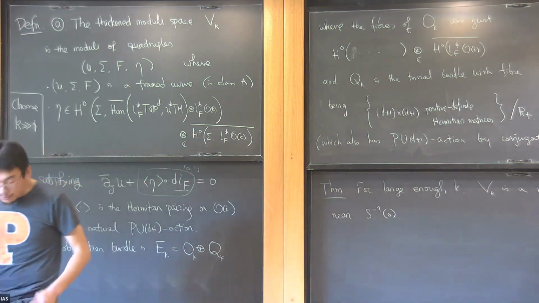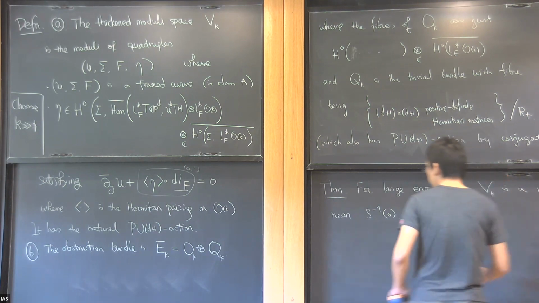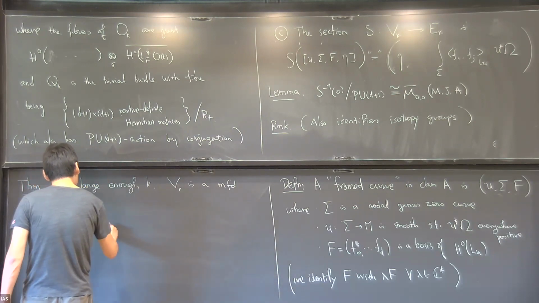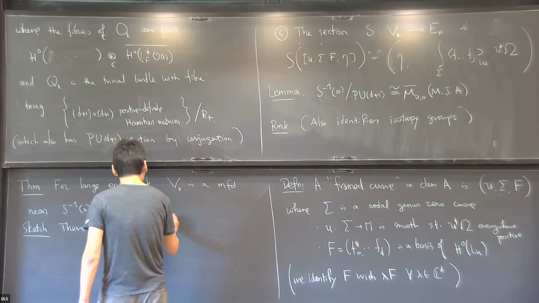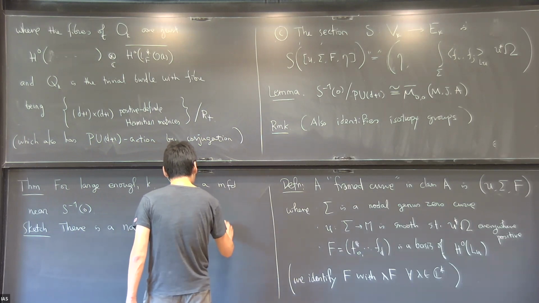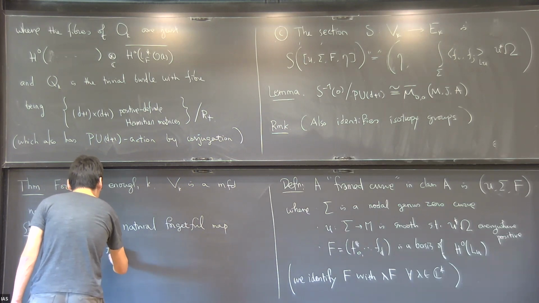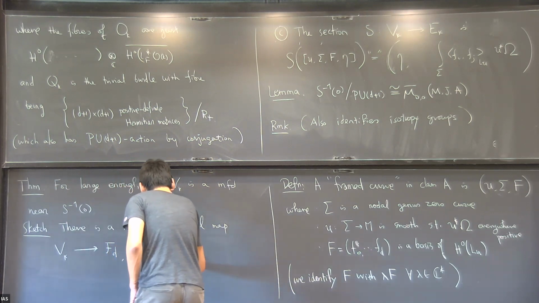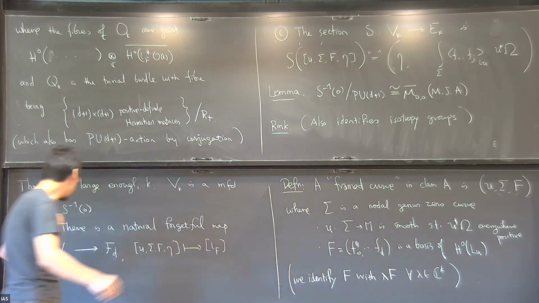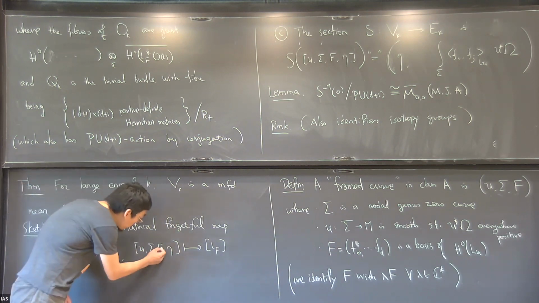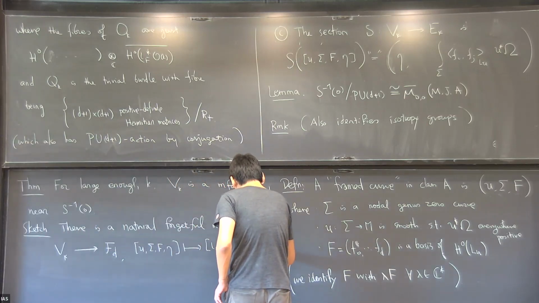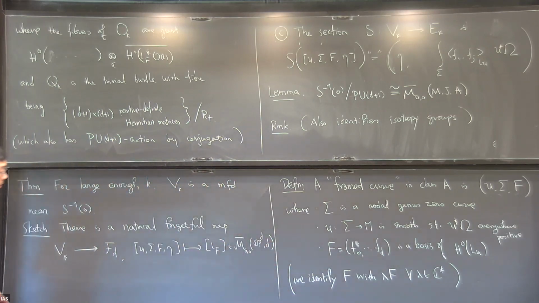And there's a key point here: there is a natural forgetful map from VK to FD by forgetting the map into the symplectic manifold, and you only record the map into the projective space. And this guy is inside. And indeed, this guy plays the role of some kind of Deligne-Mumford space.